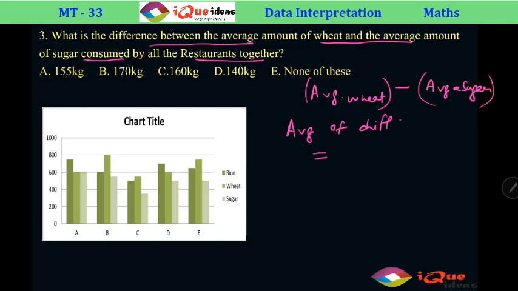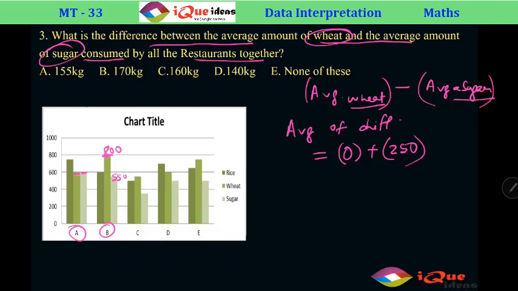Look at the differences first of all, and we have to find the difference of wheat and sugar. In restaurant A, wheat is 600, sugar is also 600, so the difference is 0, and we have to take wheat minus sugar. Just remember that. Now from restaurant B, wheat is 800, right? And sugar is 550. Okay, so the difference is straight away 250.